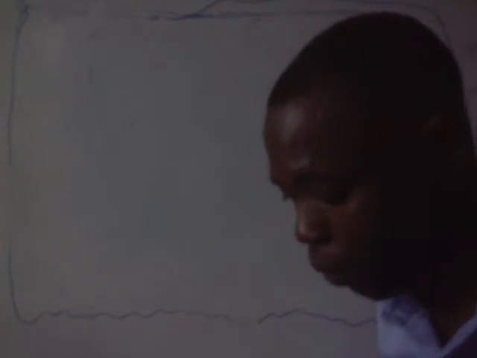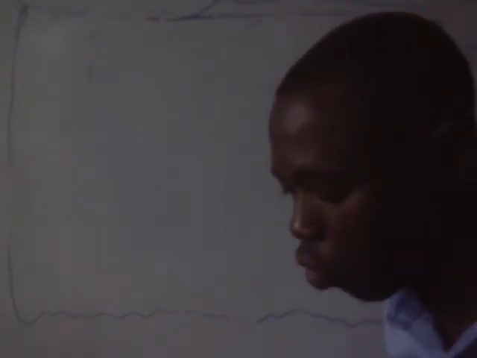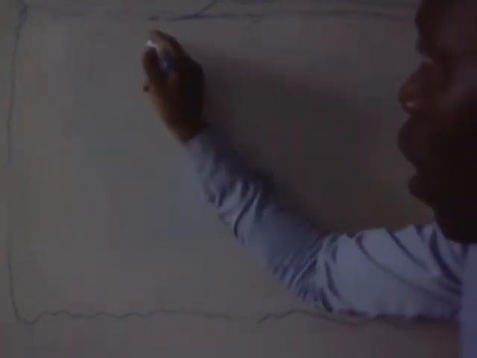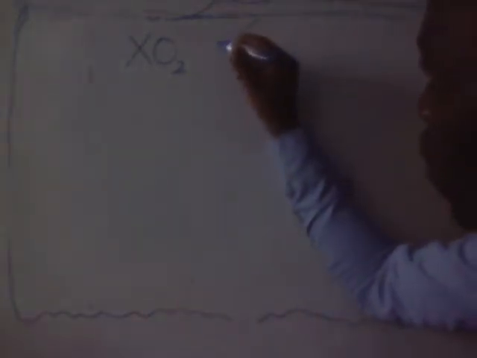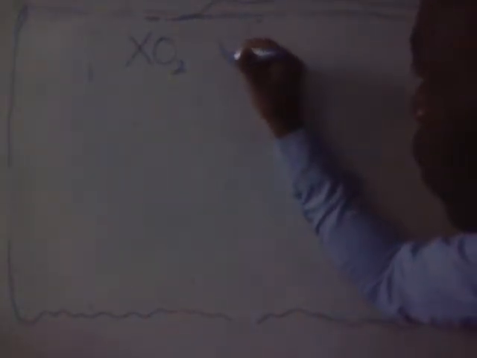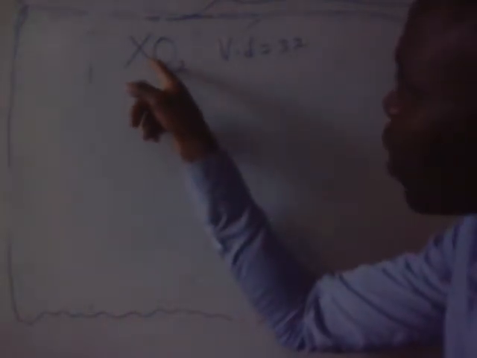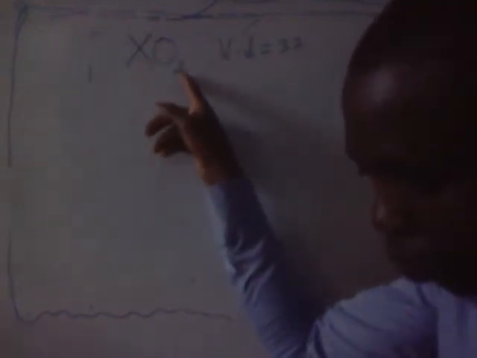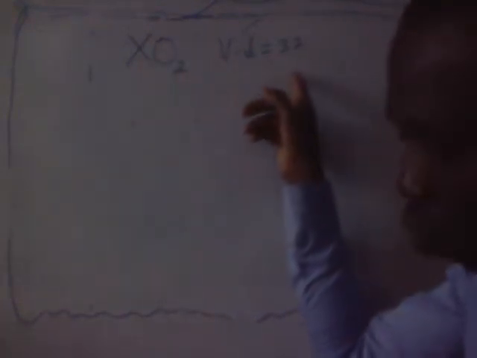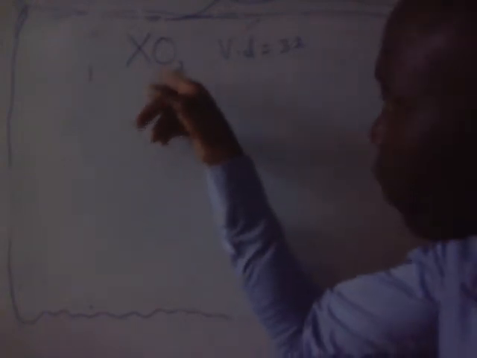Okay, that was number 14. Number 15, an oxide XO2 has a vapor density of 32. What is the atomic mass of X?